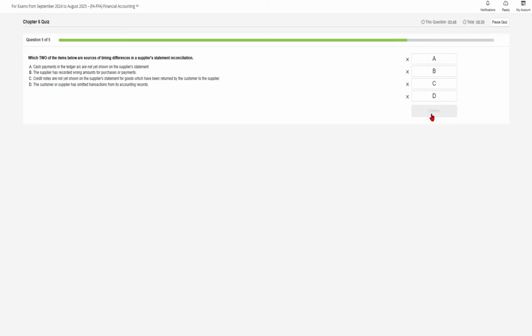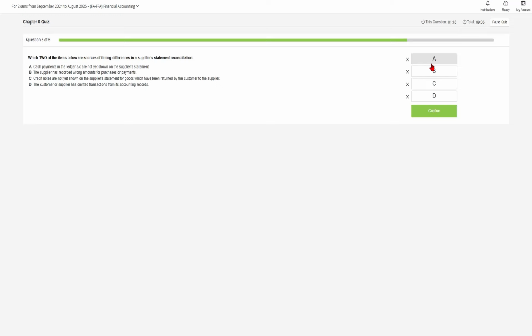Okay, now let's go through the options and figure out which one is correct. The first one says cash payments in the ledger account are not yet shown in the supplier statement. Yes, this one is a timing difference because the customer has recorded the payment but the supplier has not processed it yet. So option A is right. Next we have: the supplier has recorded the wrong amount for purchase or payment. So again, this is not a timing difference but an error.